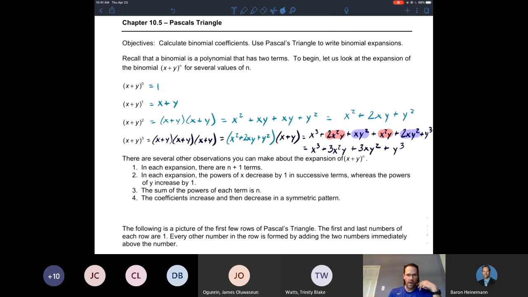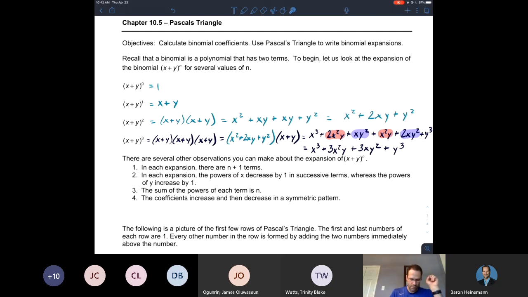The patterns are outlined here in 1 through 4 observations. First, in each expression, there's one more term than the power. If the power was 0, we had one term, which happened to be 1. If the power was 1, we had 2 terms, x and y. If the power was 2, we had 3 terms. If the power was 3, we have 1, 2, 3, 4 terms in the answer. So there's always one more term than the power.